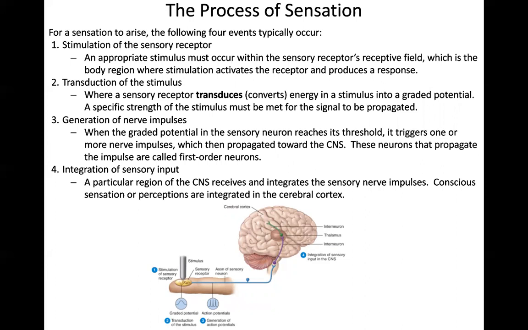All right, let's talk about the 4 events that take place for a sensation, or when a sensation occurs with the body. First thing is we have to stimulate that sensor receptor within what we call its receptive field. Okay. So reading through stimulation of the sensor receptor, an appropriate stimulus must occur within the sensor receptive field, the body region where stimulation activates the receptor and produces a response.